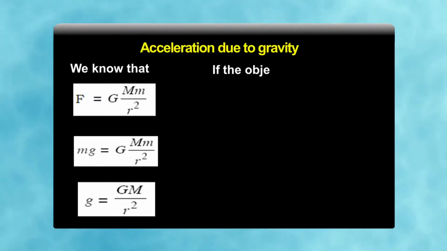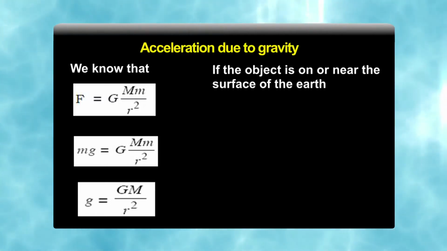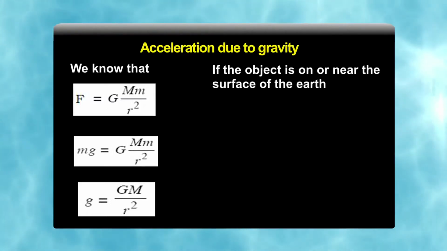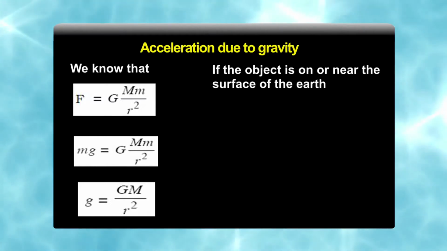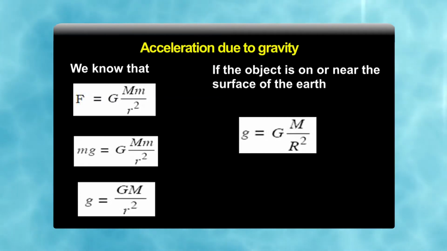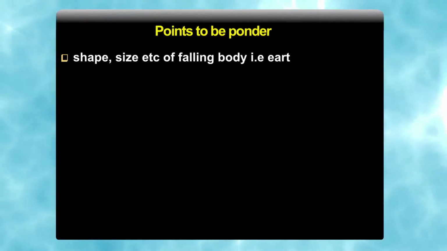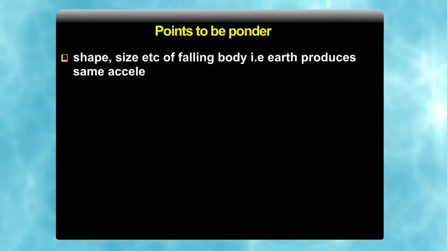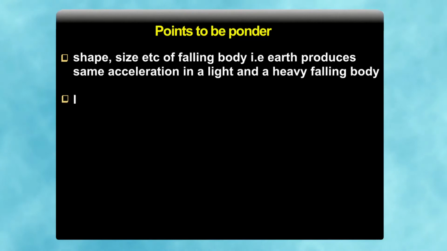What if the object is on or near the surface of the earth? Then how do we take the distance r? Well, the distance r in the equation will be equal to the radius of the earth. Thus, g is equal to capital G capital M divided by capital R square. It does not depend on the mass, shape, size, etc. of the falling body, which means that earth produces the same acceleration in a light and a heavy falling body.